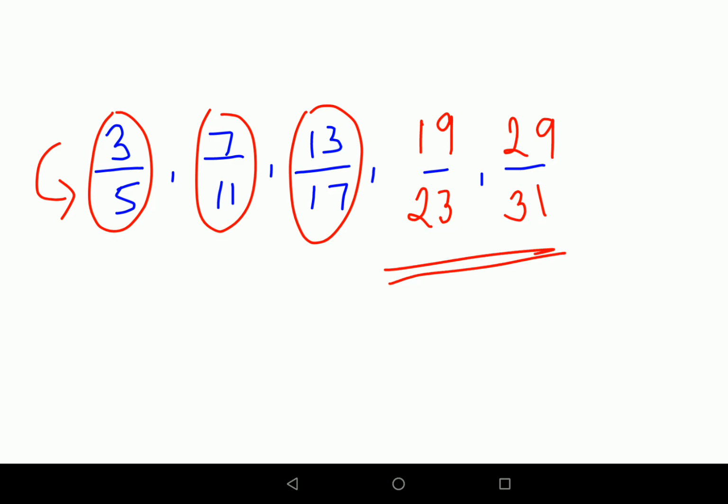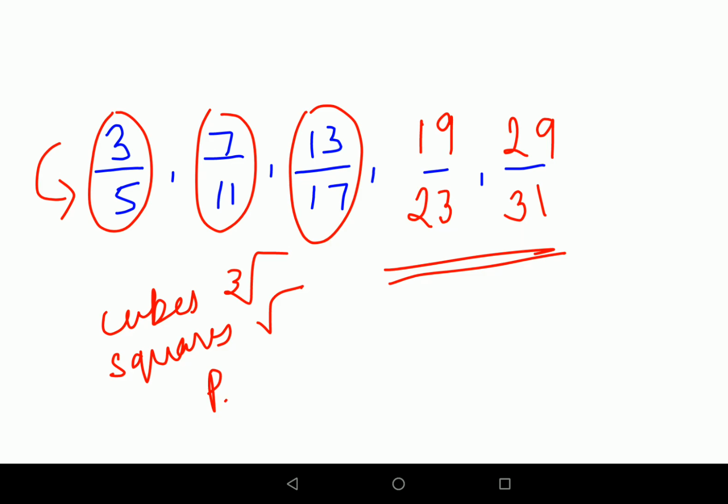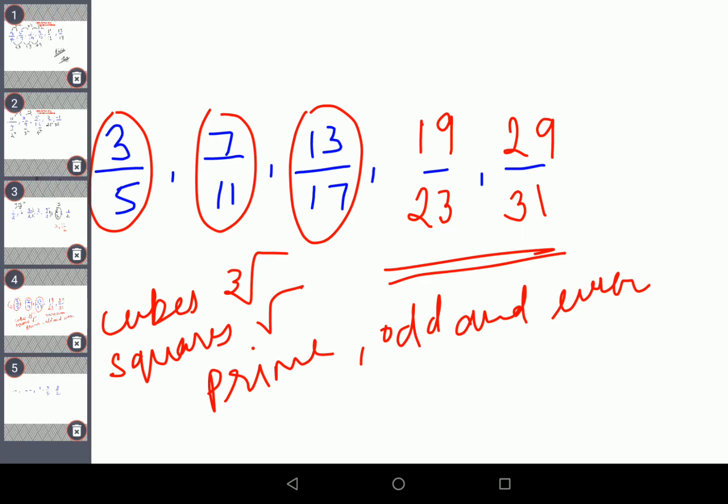A lot of my students forget, when it comes to series you always have to remember that you have to take care of cubes, squares, again cubes, meaning cube root as well and square root as well, and then you have to always remember prime, odd and even. All of these are very important in solving these kinds of questions.